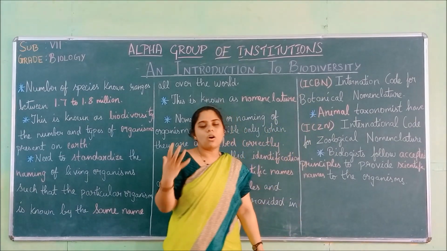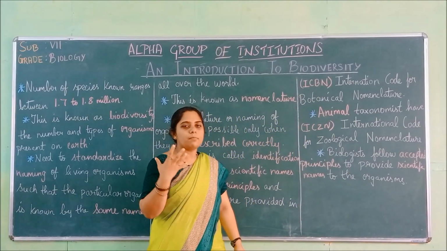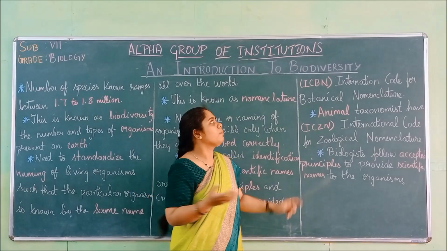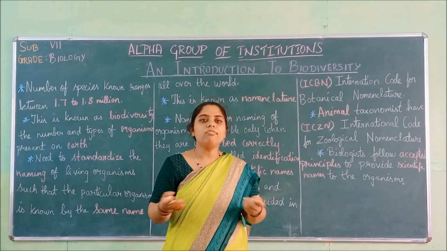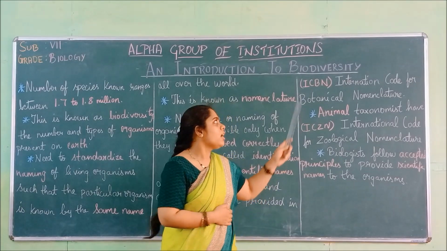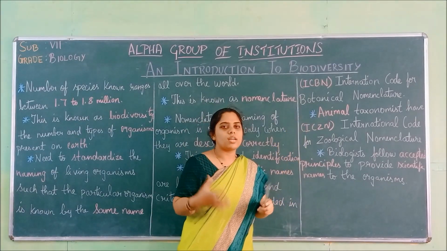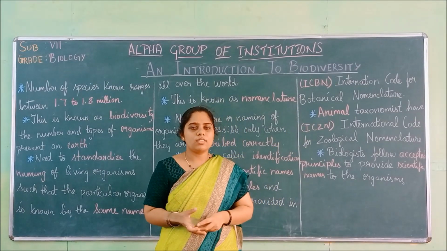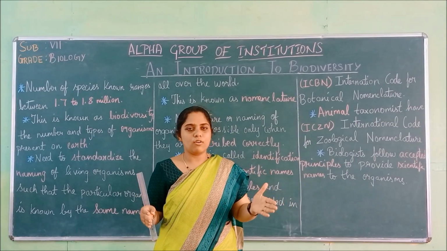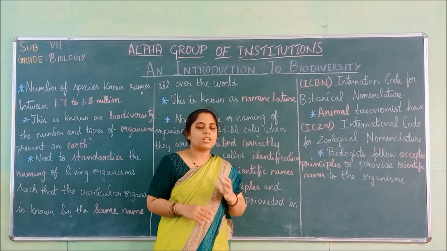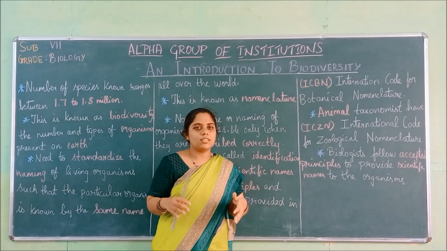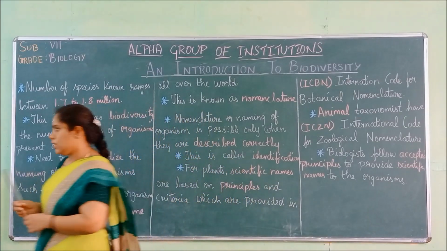So bio means all the living organisms. It may be plants or animals or human beings. Diversity means different types of living organisms, together called biodiversity. So studying about biodiversity, this is a huge study field. Now we are going to see biodiversity. What is it and what are the things involved in biodiversity?